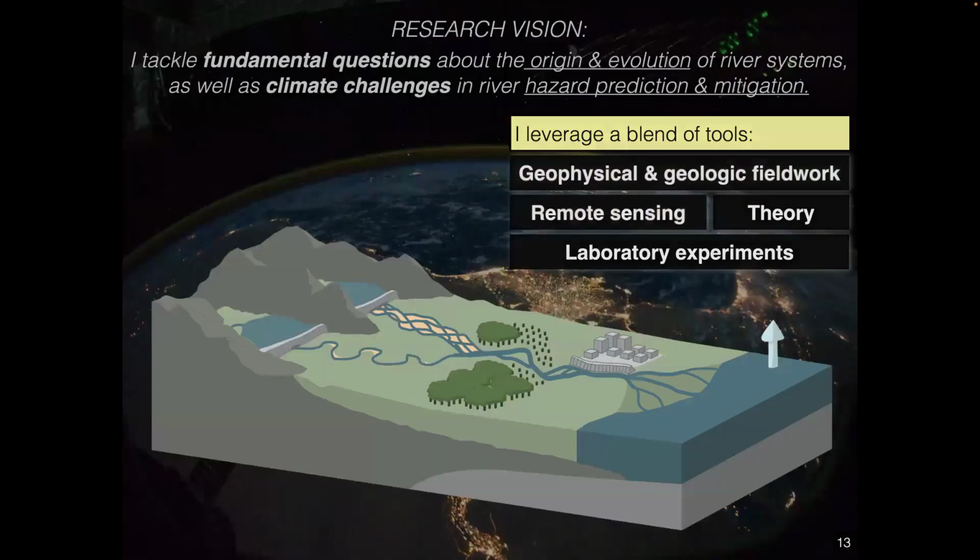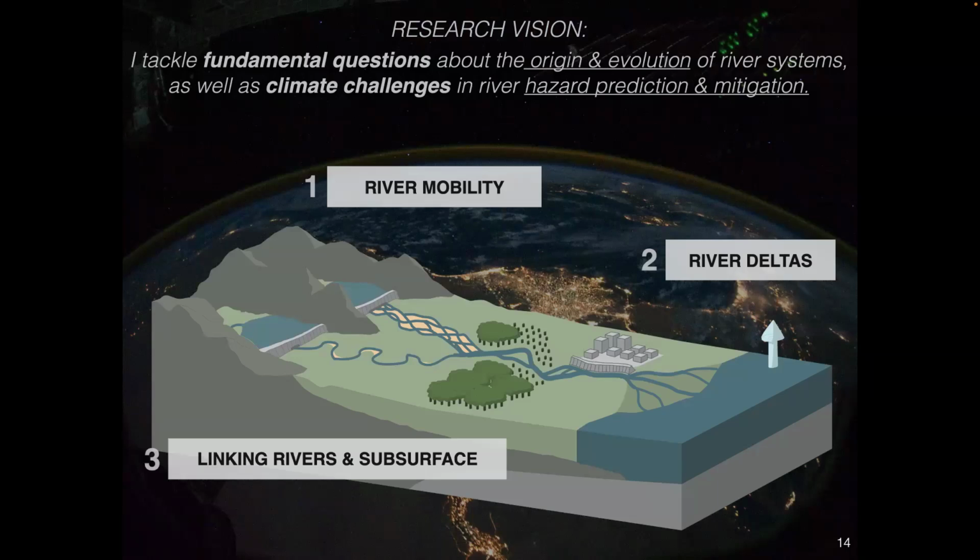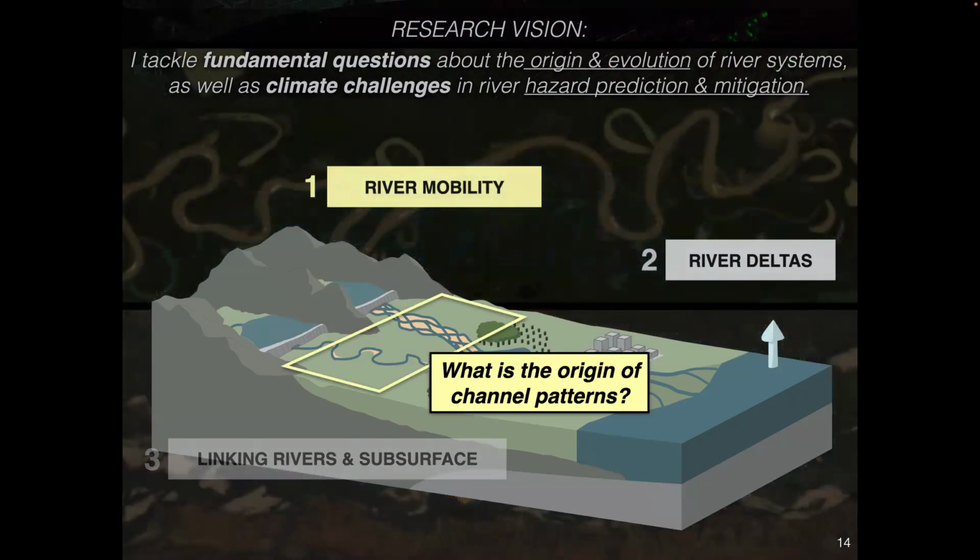And so coming back to my research vision, my work to date can largely be categorized into three main topics. The first one being how rivers move, so river mobility. The second being these coastal river deltas, and the third being this connection between rivers and subsurface processes. And today I'm just going to briefly touch on one question that I've been thinking about in each of these topics that I'm especially excited to share. So, starting with river mobility, I'm going to be thinking about this question: what is the origin of different river channel patterns? So, braided and meandering rivers and stuff like that.